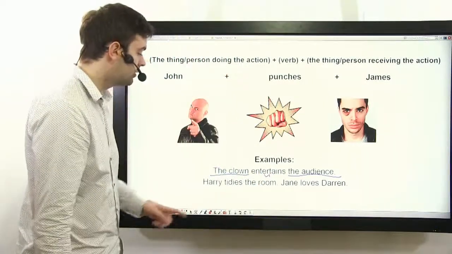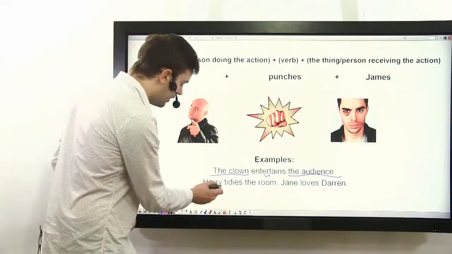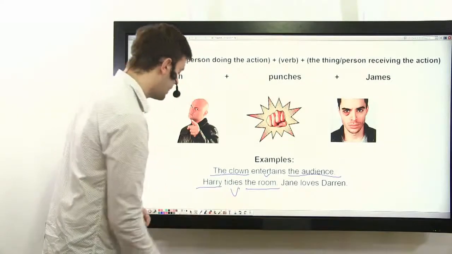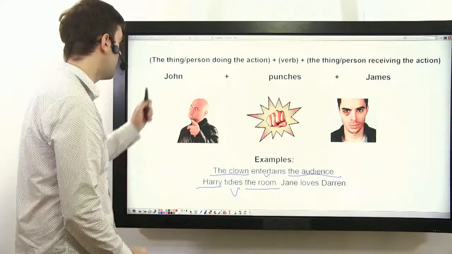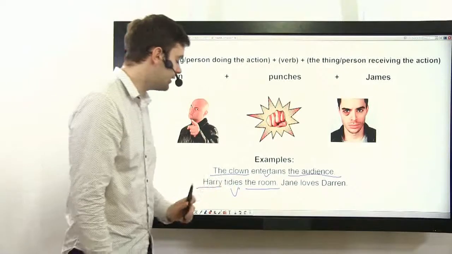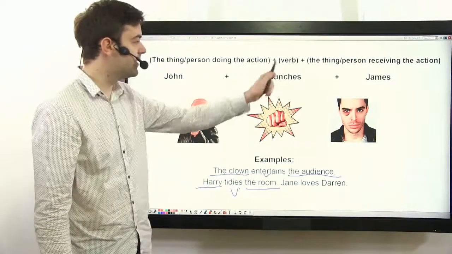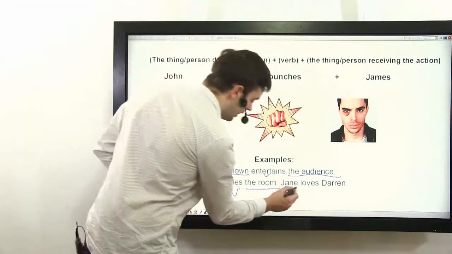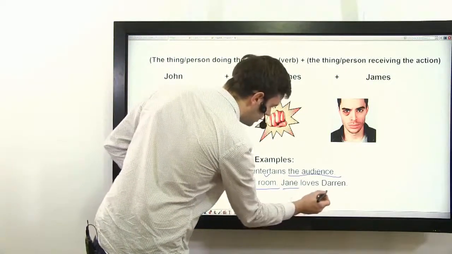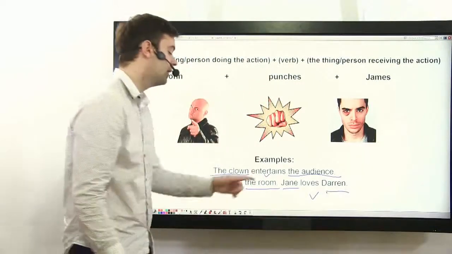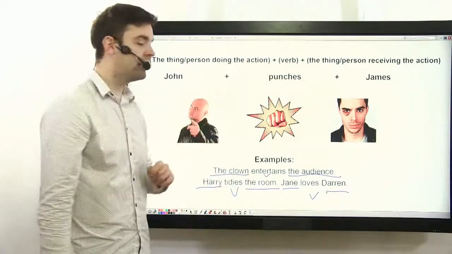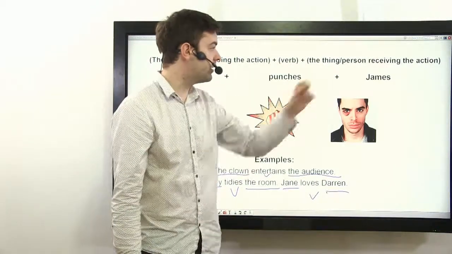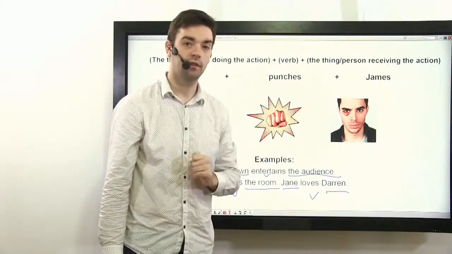So, here we've got another one. Harry tidies the room. Harry is the person doing the action, tidies is the verb, and the room is the thing or person receiving the action. Here we have Jane loves Darren. Jane is the person doing the action, loves is the verb, and Darren is the person receiving the action.